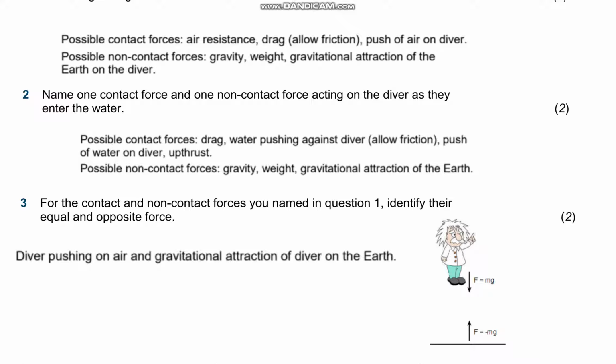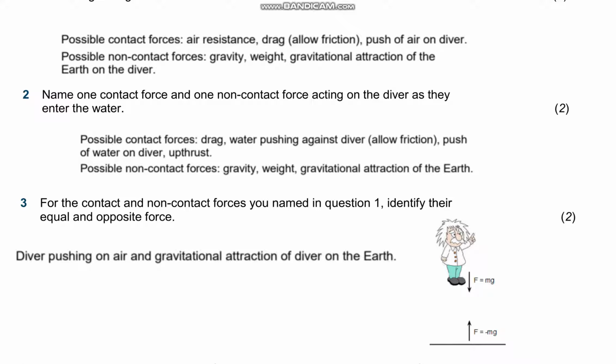Then at the bottom of that picture there's an arrow pointing upwards from the ground where it says F equals negative mg. That shows that Einstein, as he's falling there, is actually pulling up on the Earth with an equal force to the force of the Earth pulling down on him. That's the bit that people are not really getting. Whenever there are any two objects in space close enough to each other for gravity to affect them, they both pull on each other with an equal and opposite force.